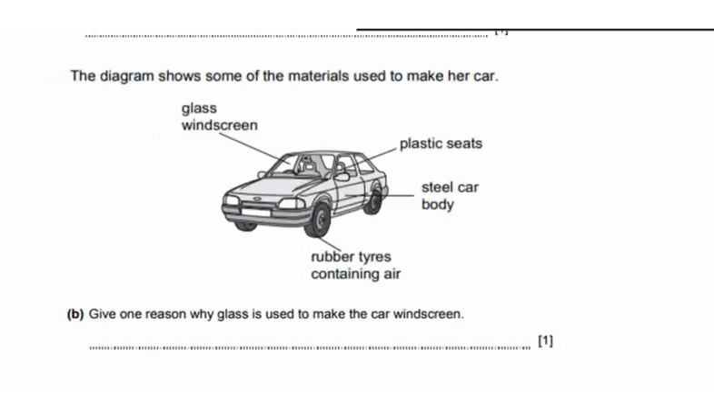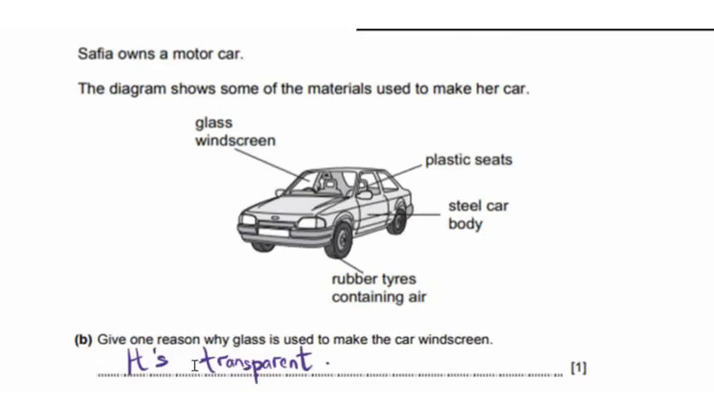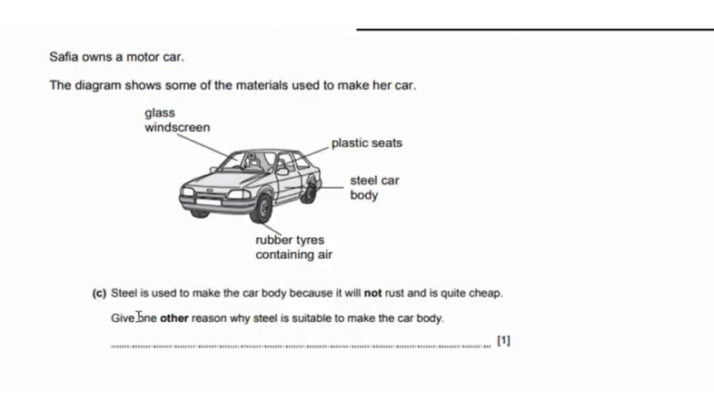Next question. B. Give one reason why glass is used to make the car windscreen. 10 seconds from now. The answer is it's transparent. That's one of the reasons, so the driver can see the road. Next question. Question C. Steel is used to make the car body because it will not rust and it's quite cheap. Give one other reason why steel is suitable to make the car body.